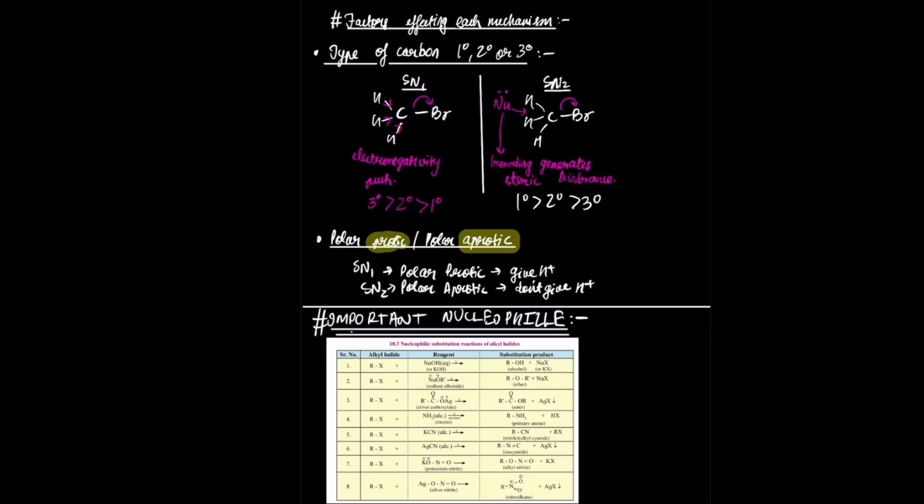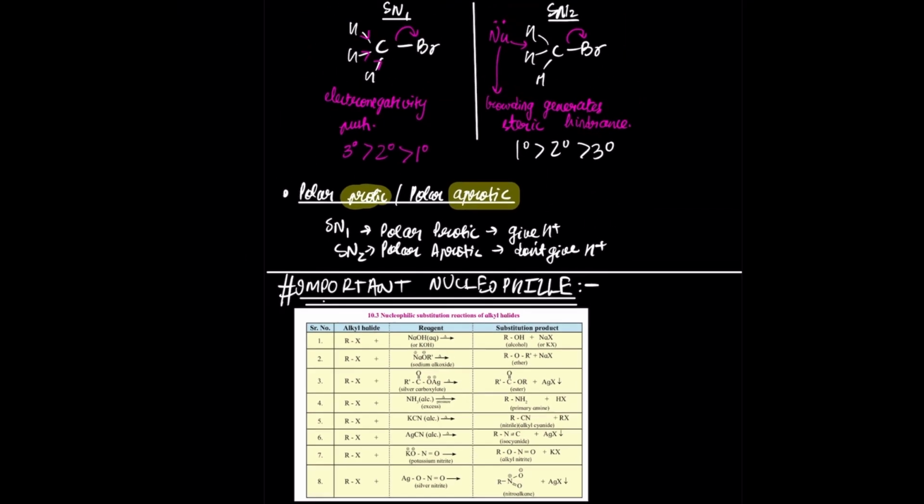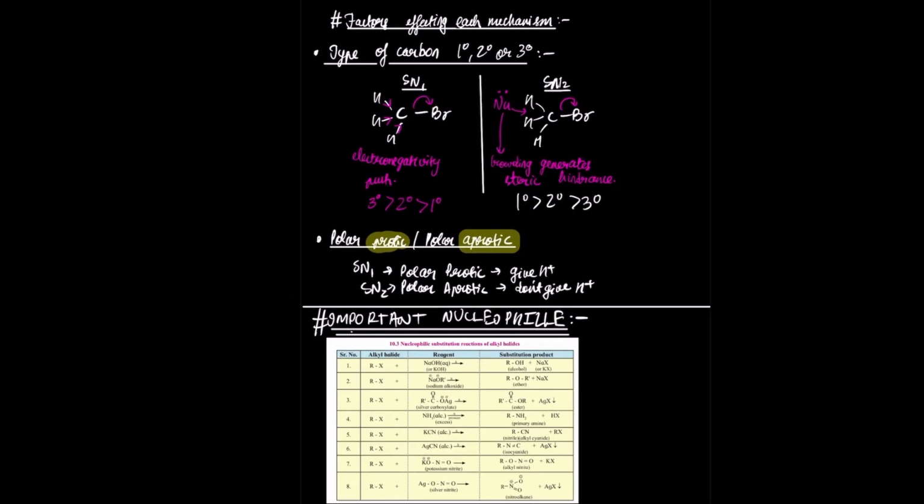Okay, so in the Bal Bharati book we are given this table where we are given some important nucleophiles. You have to memorize all these nucleophiles, as any of the nucleophiles can be asked in the question. I have already provided a link to all these notes down in the description. You can check them out from there.